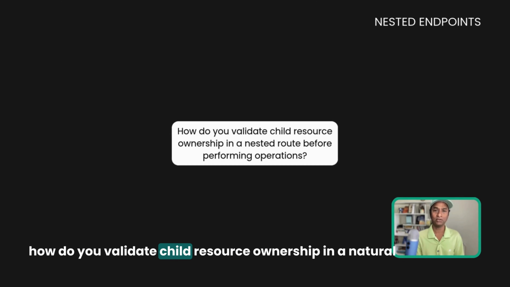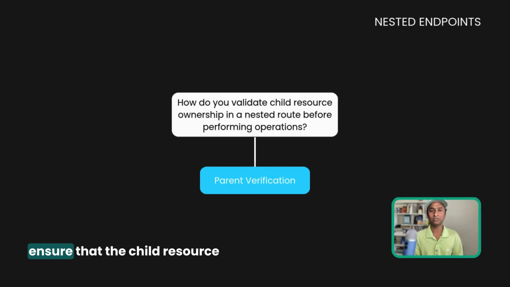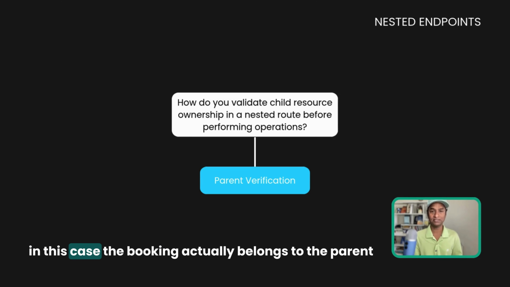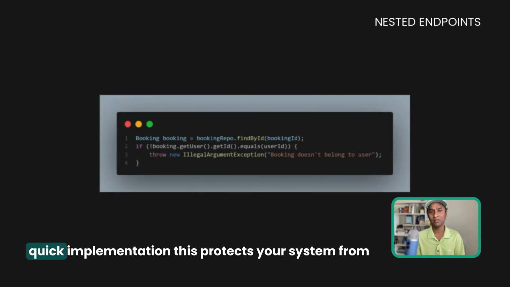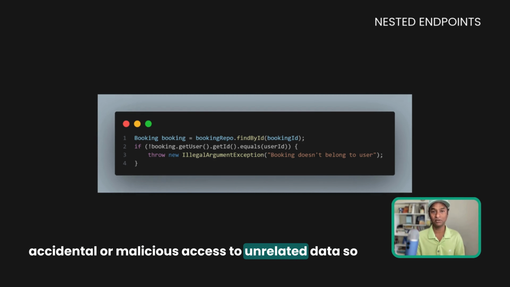How do you validate child resource ownership in a nested route before performing operations? The system must ensure that the child resource, in this case the booking, actually belongs to the parent resource, the user. Here's a quick implementation. This protects your system from accidental or malicious access to unrelated data.